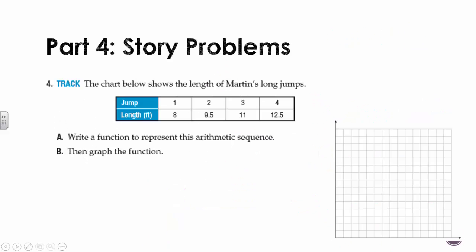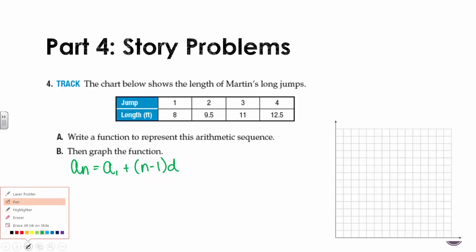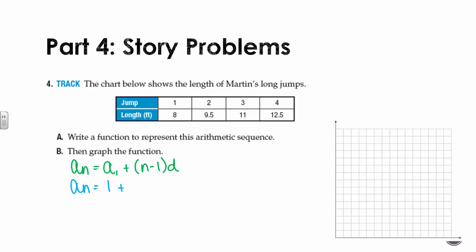So let's apply this to a story problem. The chart shows the length of Martin's long jump, so we need to write a function and then graph it. So we have our function. If you know you're going to forget this, write it down every single time. It'll help stick in your head. Now let's fill stuff in. My first term is 8, and my common difference here, what I'm going up by every time, is 1.5.